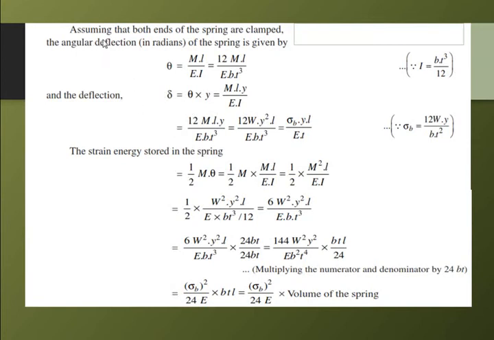Now see that, assuming both ends of the spring are clamped, the angular deflection of the spring is given by theta equal to ML by EI. We know that I is equal to BT cube by 12. Substitute I equal to BT cube by 12 and you get this relation for theta. And the deflection delta is equal to theta into y, that is, theta into y, ML by EI.